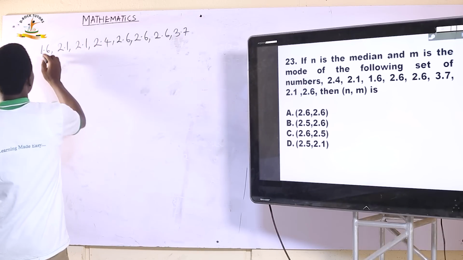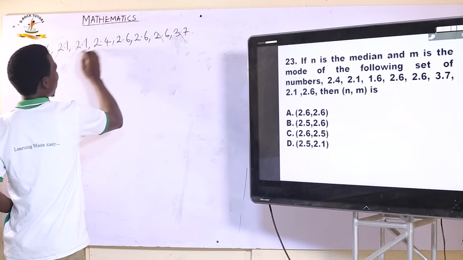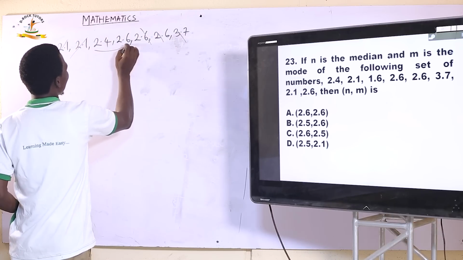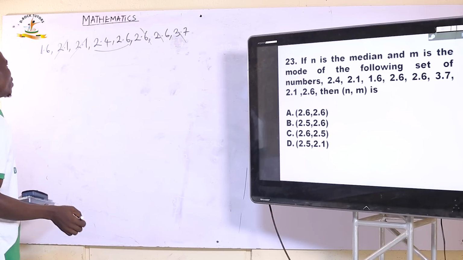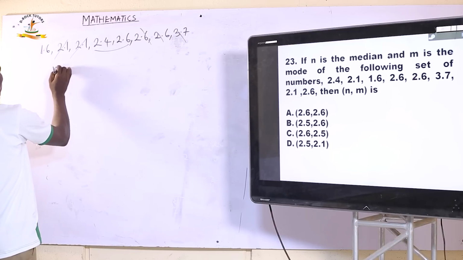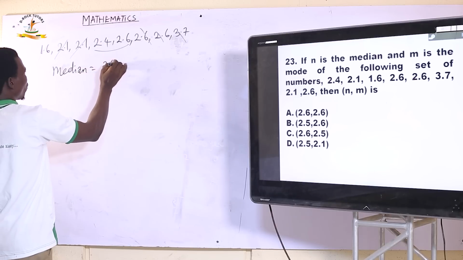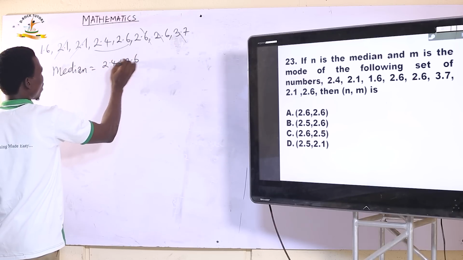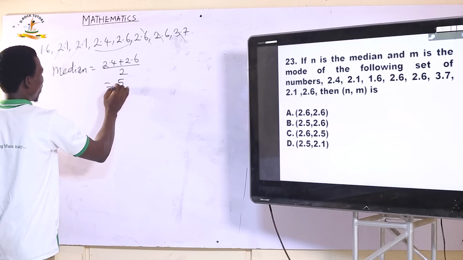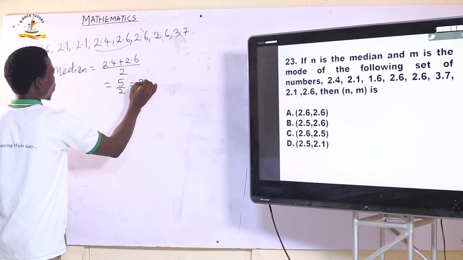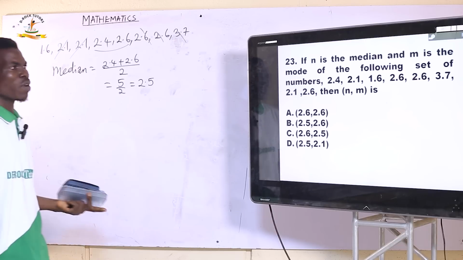The two numbers at the middle are just 2.4 and 2.6. So we say the median will be the mean of these. Median will be 2.4 plus 2.6 all divided by 2. And this is going to be 5 divided by 2, which is 2.5. That's our median.